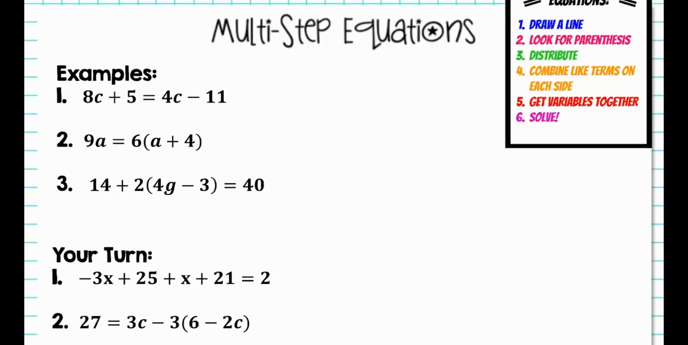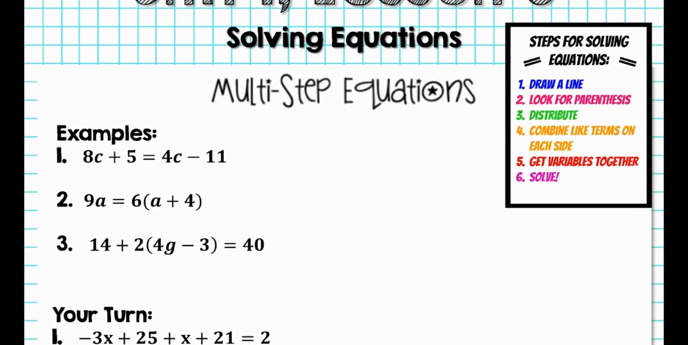So today we are working more than one step. We did 1 and 2 step last week. So this poster here, steps for solving equations, is going to be really important. It's going to help us out a lot. So that's what we're going to follow. So let me write this example 1 over here. So this is example 1, 8c plus 5 equals 4c minus 11. Okay, so these steps are going to guide us through.